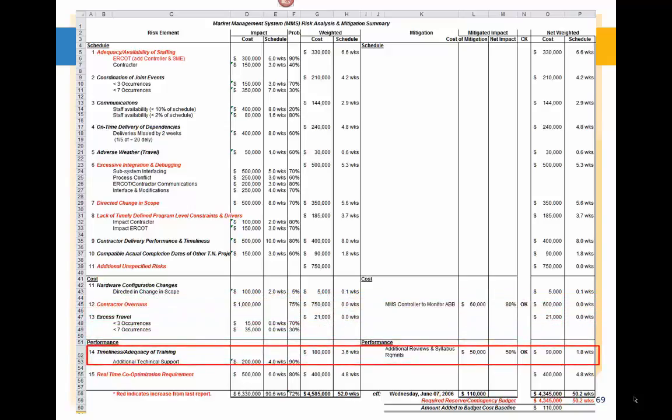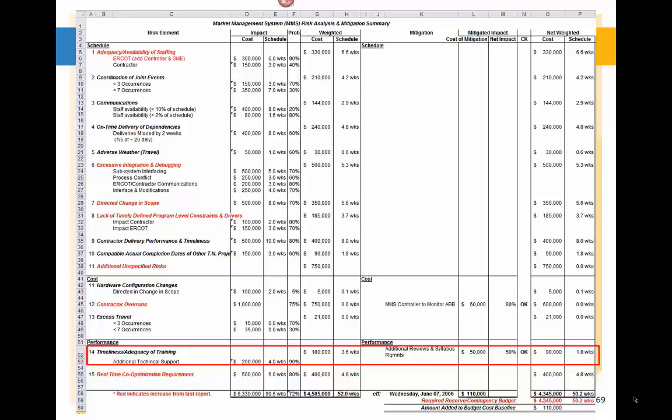Looking at the second item down under performance is a concern about timeliness and adequacy of training. There was a risk of inadequate training. What that meant was we would need additional technical support, and the cost on the raw basis would have been 4 weeks at $200,000. That risk had a probability of about 90%. In other words, we were pretty positive that was going to happen. With 90%, we get a weighted cost impact of $180,000 and 3.6 weeks versus the $200,000 and 4 weeks.